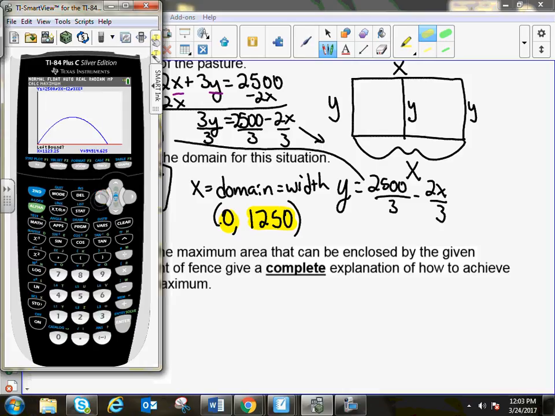We're going to get to the left. Hoping you're doing this with me. And get to the right. And we'll enter that. So our maximum area would be the y value. It looks like 260,416.67 feet. So let's record these two numbers.